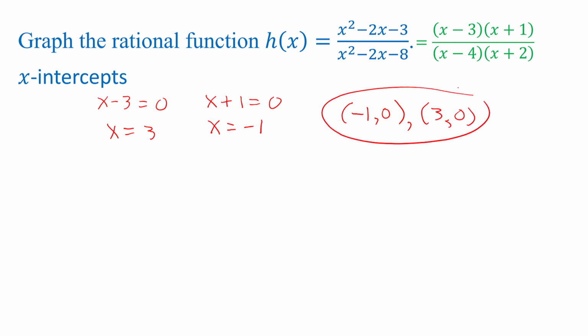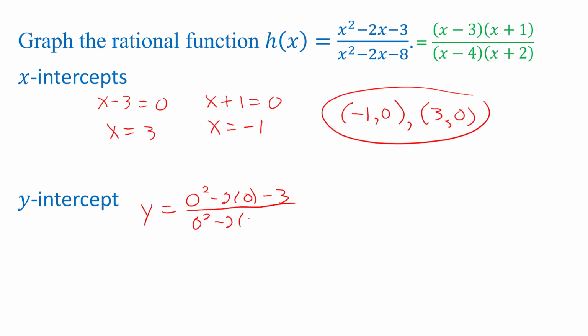The y-intercept comes from setting x equal to 0, so I have y equals 0 squared minus 2 times 0 minus 3 over 0 squared minus 2 times 0 minus 8. And this simplifies to 3/8 for a y-intercept of 0, 3/8.